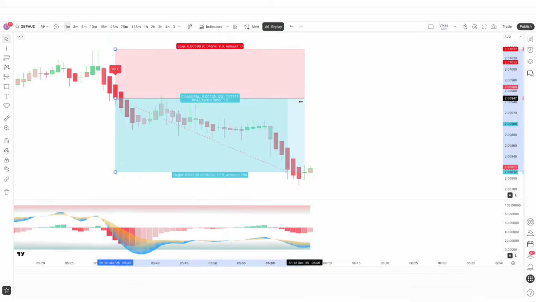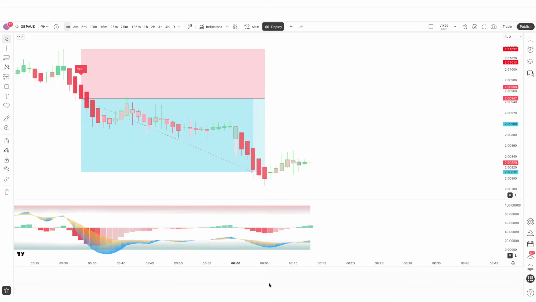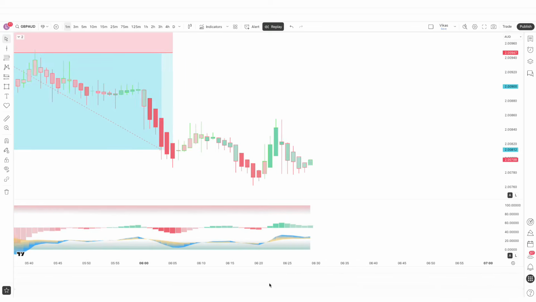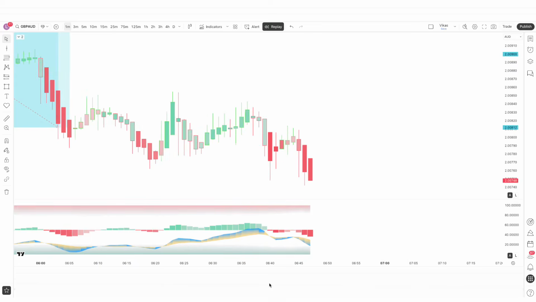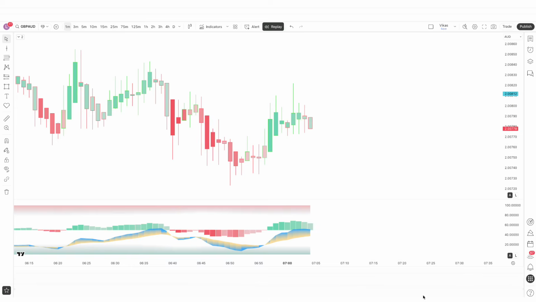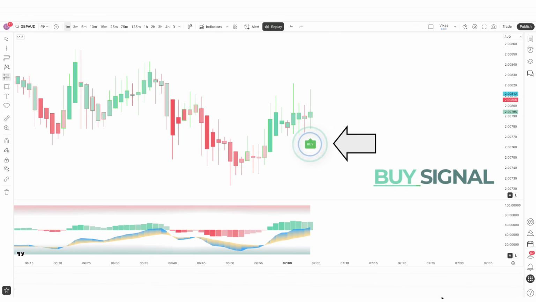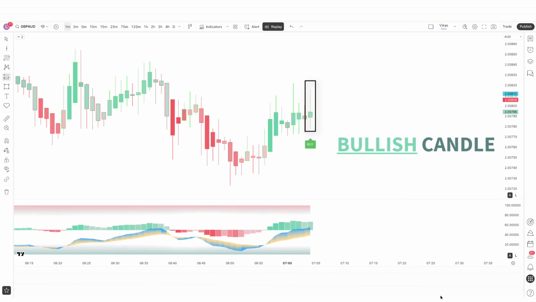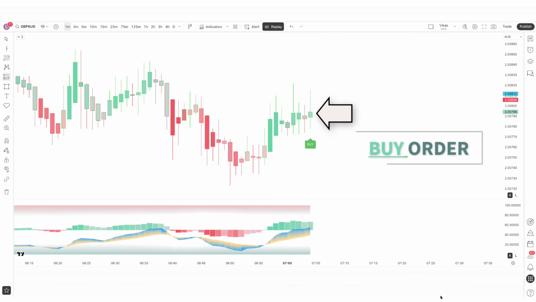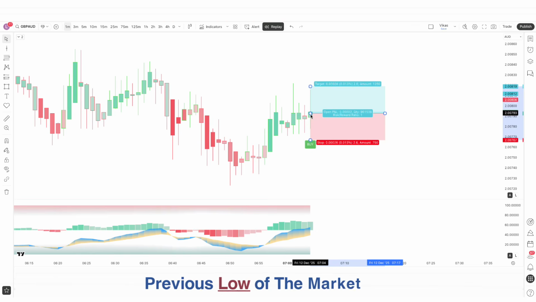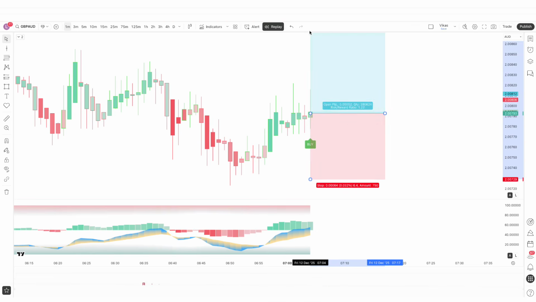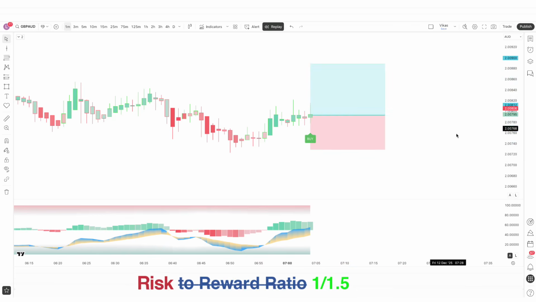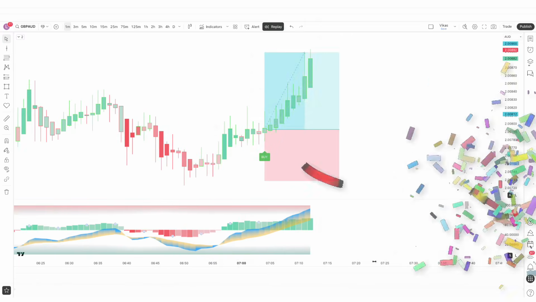Let's find the next trade. Here, the buy-sell signal box of this indicator shows buy signal. Here, the blue area of MACD normalized is above the orange area. Here, market has made a bullish candle to give confirmation, so all our conditions are being fulfilled, so we are placing an order to buy. Our stop loss is to be placed at the previous low of the market, and the risk-to-reward ratio will be 1:1.5. We have won the trade.